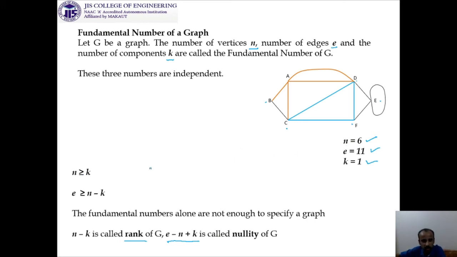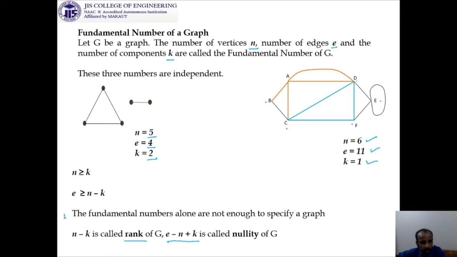E is greater than or equal to n minus k. Here 11 is greater than or equal to 6 minus 1, that is 5. So both are true. So here we can find out the rank and nullity of this graph. Similarly, we are trying to check it for a disconnected graph, and you can just count that the number of vertices here is 5, number of edges here is 4, but the number of components is 2, because we are getting 2 connected components for this disconnected graph.